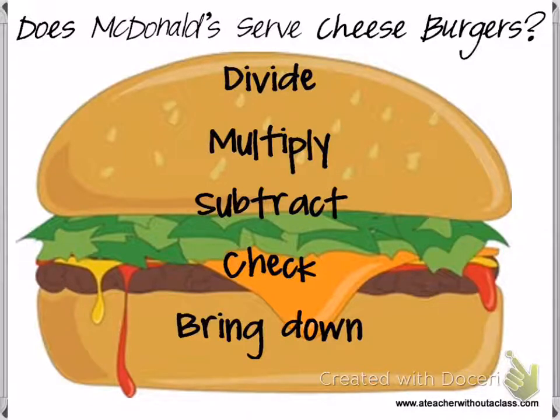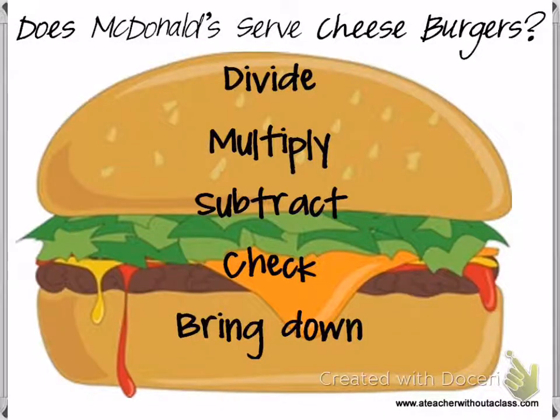McDonald's represents the multiply aspect of the algorithm. So you'll divide first, then you'll multiply. The sell, which starts with an S, correlates with subtract. So after you divide and multiply, you're going to subtract those two numbers.